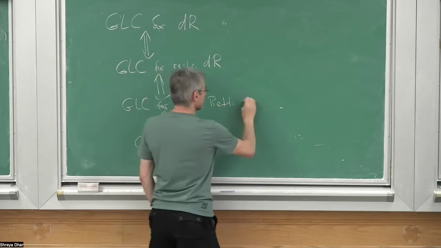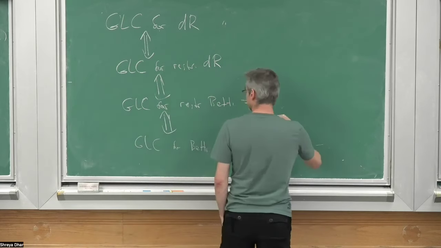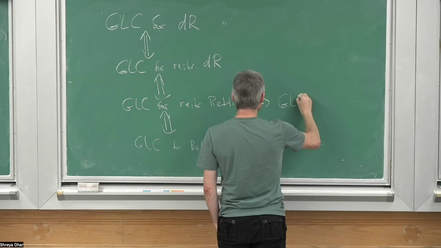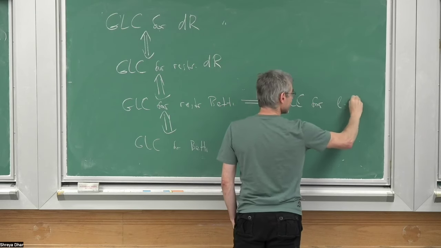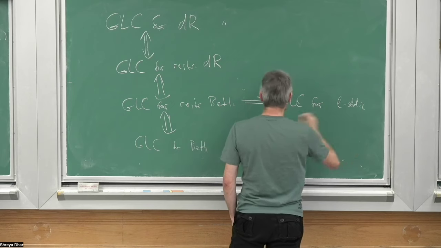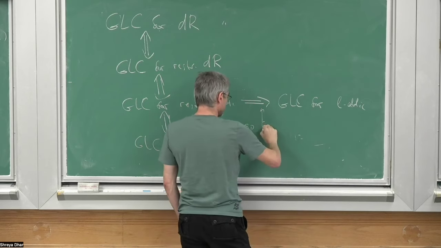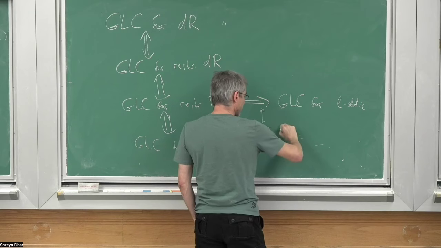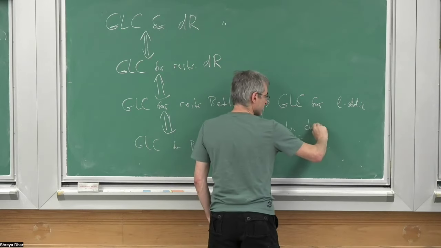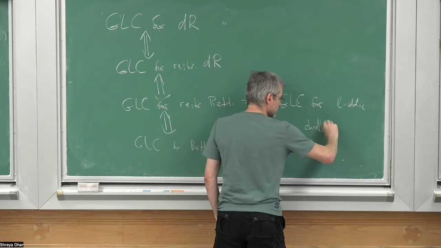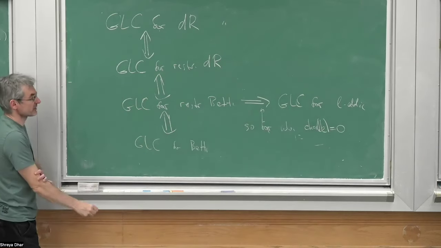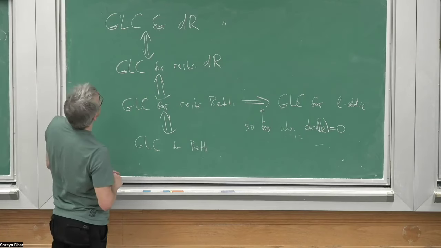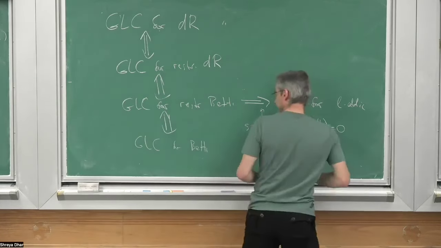In addition, from here we deduce GLC for l-adic, but so far only when the ground field has characteristic 0. And I'll say what we can prove when the ground field has characteristic p, which is the most interesting case. I'll say it in a minute.